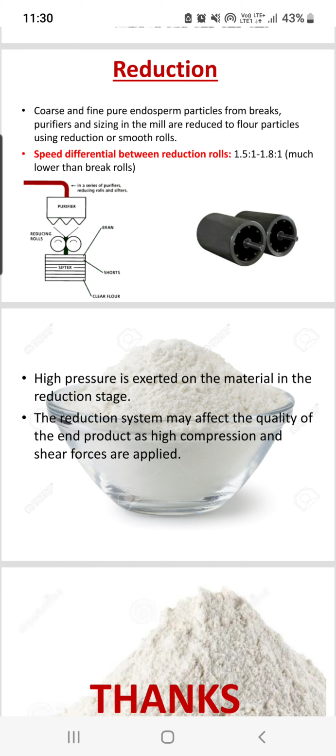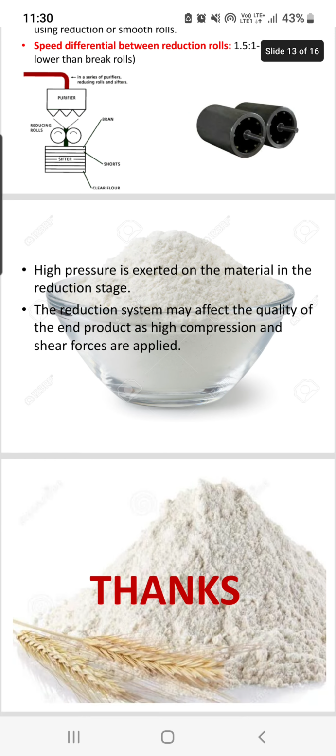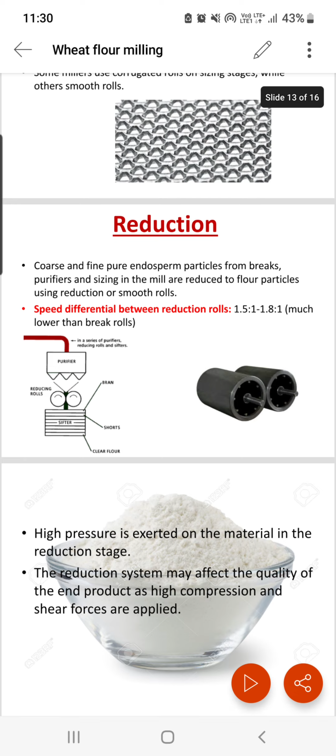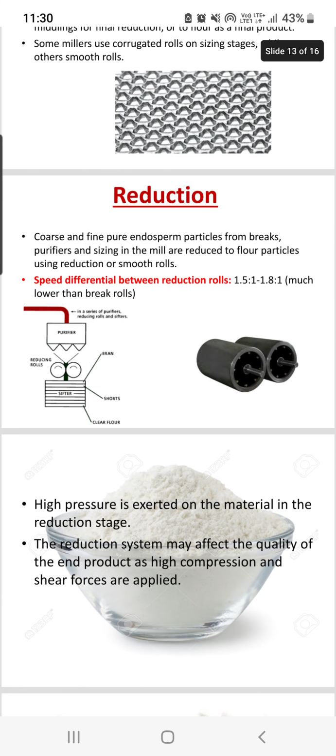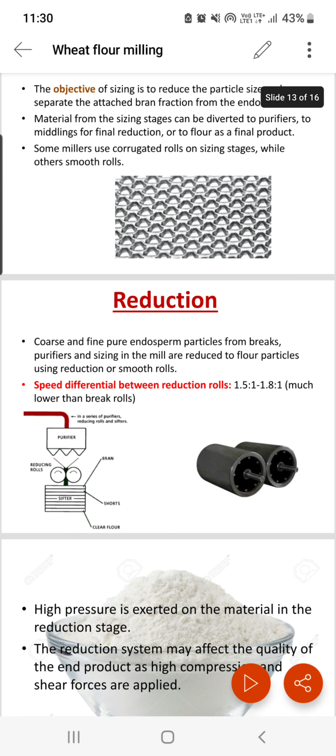The reduction system may affect the quality of end product as high compression and shear forces are applied. It may affect the quality as the heat may damage the type of nutrients present in the flour or cause any other quality defects. So in this presentation and in this section, we have done this topic up to reduction, and the final product we produced after the fine grinding, after the fine milling, is wheat flour.